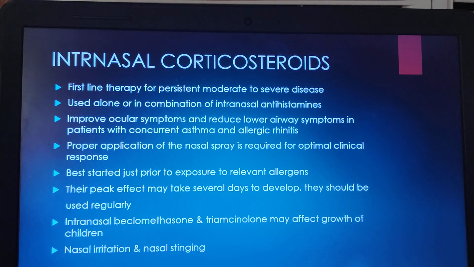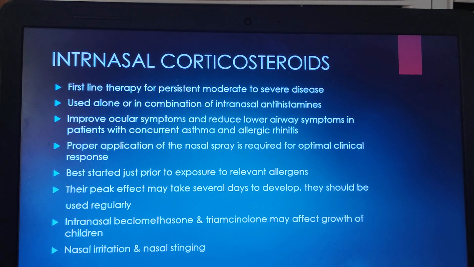There are so many preparations available in the market. These intranasal corticosteroids improve the ocular symptoms, and they also reduce the airway symptoms if the patient has asthma and allergic rhinitis together. The important point is that proper application of the nasal spray is important, and it should be used before exposure to a particular allergen for getting the best result. The peak effect of intranasal corticosteroids may take several days, so the important thing is that they should be used regularly.